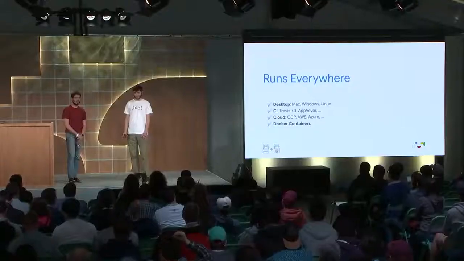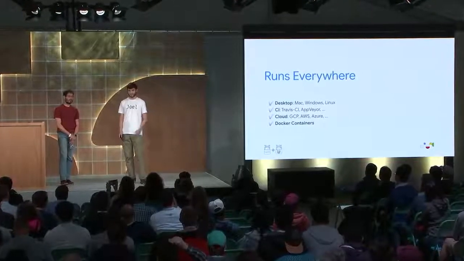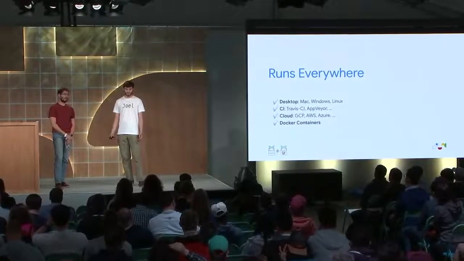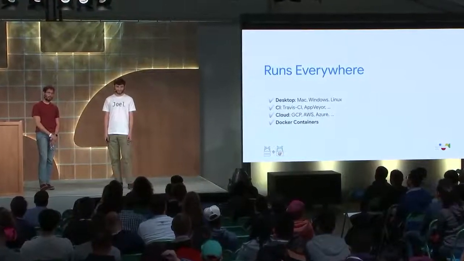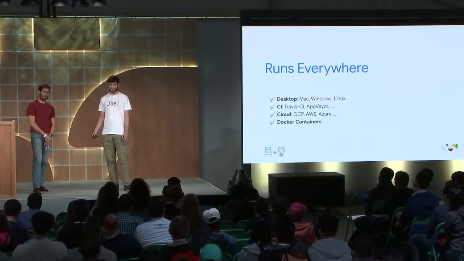So getting Puppeteer working on your desktop environment is really simple. But it also works on your CI. We personally test Puppeteer on Travis and AppVeyor on our GitHub. But it works on others too. And it works on all the cloud providers, GCP, AWS. And if you need to, it works in a Docker container. So you can run it pretty much anywhere.